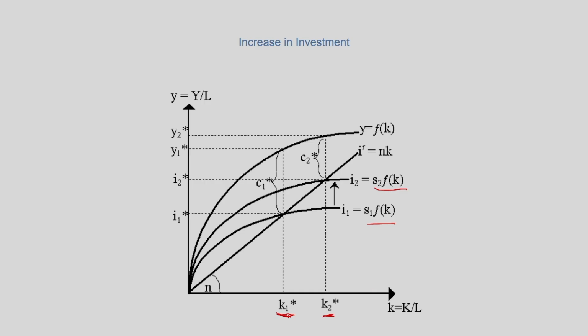In other words, the output has increased and the economy is now richer than it was before. This is the effect of an increase in investment. When there is an increase in investment per worker, the capital deepening process takes place, and therefore there is an increase in the steady state value of K as well as Y.